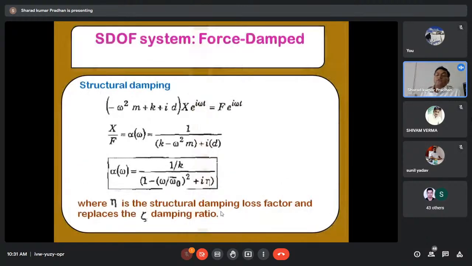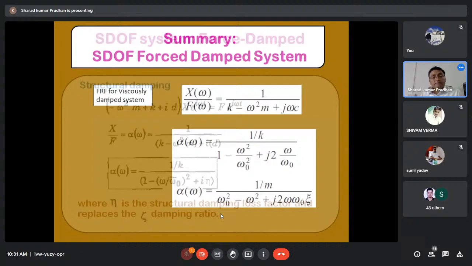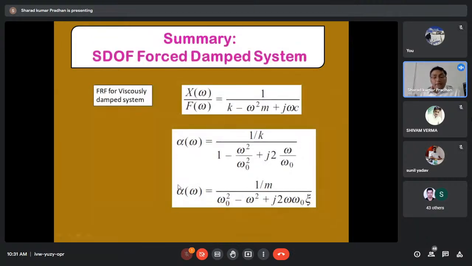Right now we are talking of single degree of freedom only. So we have got single degree of freedom FRFs for the forced system without damping, then with viscous damping, and with structural damping. So three FRFs we have got. So this is the summary. If you look at this, obviously c is there. So this is a viscously damped system, and it can be represented like this. It can be represented like this over.